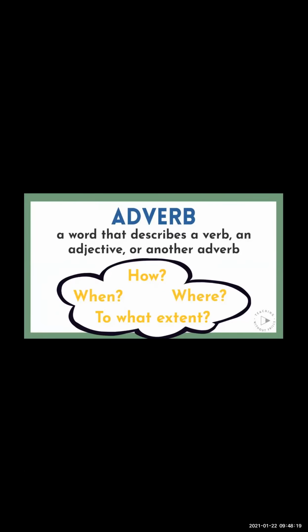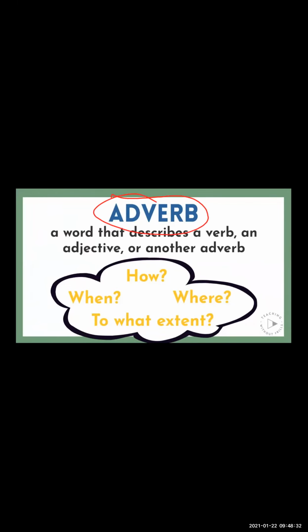Let's have a definition of adverb. An adverb is a word that describes a verb, an adjective, and another adverb. You just have to observe the spelling of adverb. It is ad plus verb, meaning an additional word which describes the verb. So let's start understanding how we can identify the adverb in a sentence.